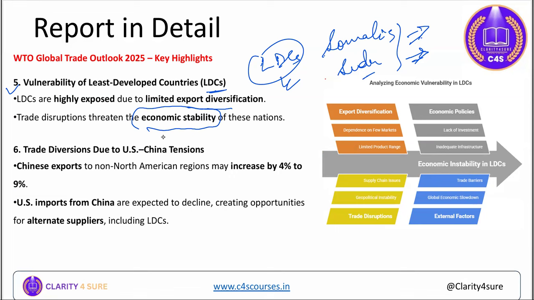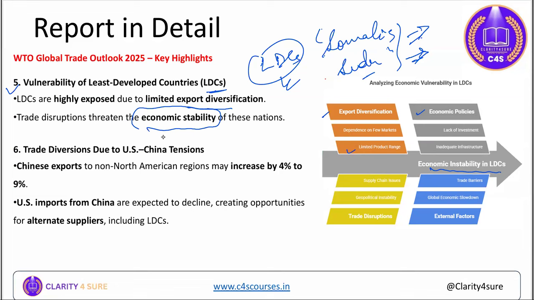Now, trade diversions due to US-China tensions. What are the trade diversions? See here you can also understand how it is going to impact the economic instability in LDCs. See, export diversion is very less. Dependence on few markets is there. Such countries are dependent on few markets only because they have less diversification in their exports. They have a limited product range in terms of imports as well as exports.